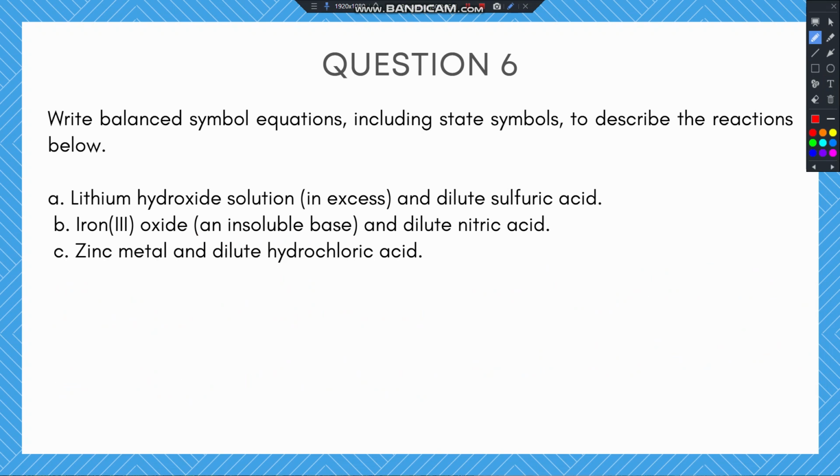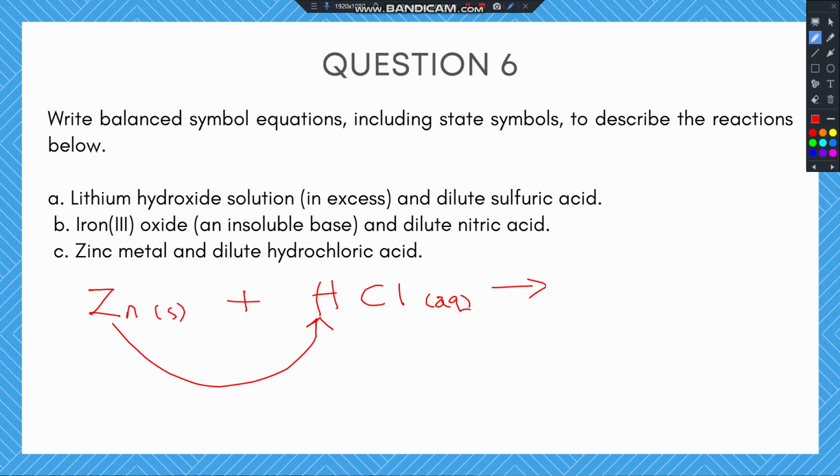And then the third one, zinc metal and dilute hydrochloric acid. Zinc has the formula Zn. Of course, this is going to be in the solid state of matter because it's a metal. And dilute hydrochloric acid. Hydrochloric acid is HCl. This is in the aqueous state of matter. So what happens is zinc comes over here to displace hydrogen. Hydrogen has to go, and then it's standing alone now. So this chemical reaction is actually going to produce hydrogen gas, and then zinc combines with chlorine to form zinc chloride, ZnCl2. This is going to be in the aqueous state of matter.